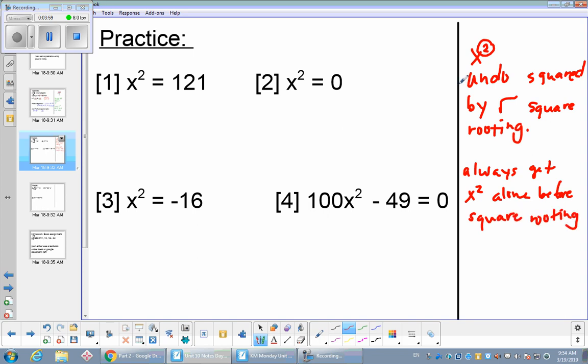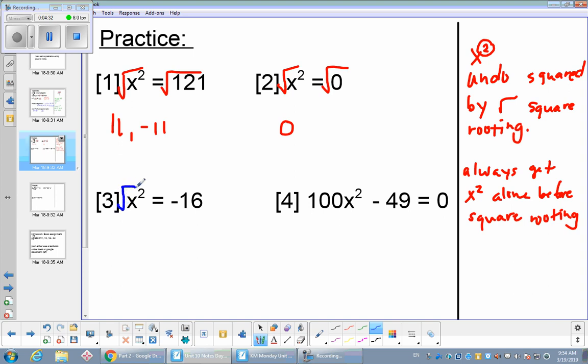All right, so over here we just have an x squared. So we're just going to square root both sides. And my answer then would be positive 11 and negative 11, because the square root of 121 is 11. Second one, x squared is already alone as well. The square root of 0 is just 0. There's no such thing as positive and negative 0. All right. Number 3 and 4, go ahead and try those on your own. Remember to always get the x squared alone. So go ahead and pause it.